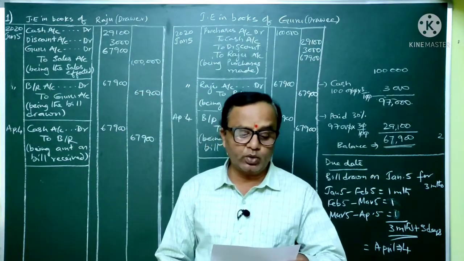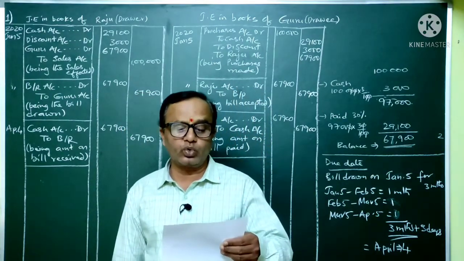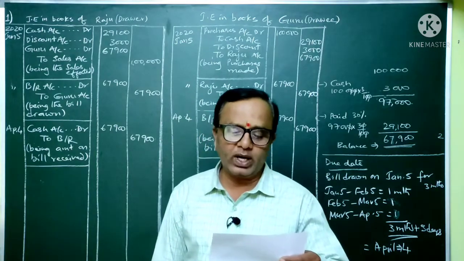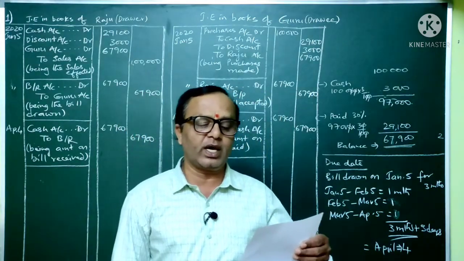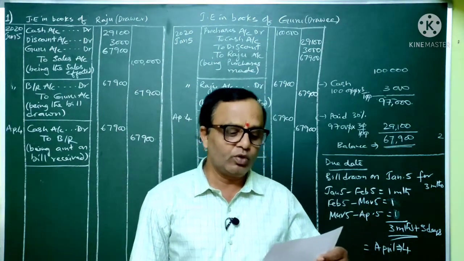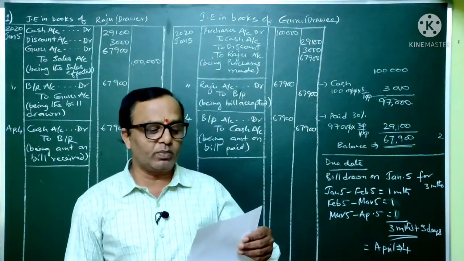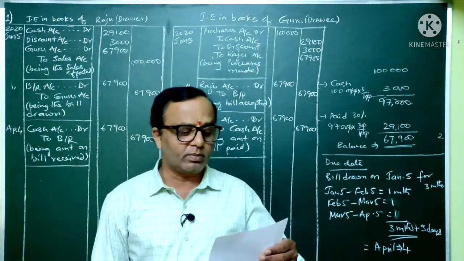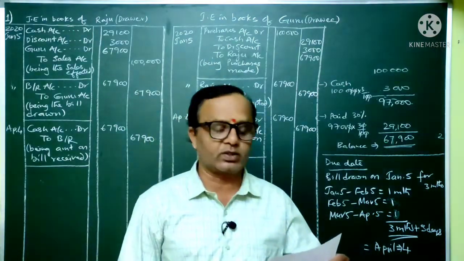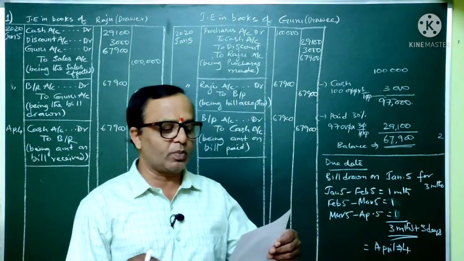On 5th January 2020, Raju sold goods to Guru for rupees 1 lakh. Guru paid 30% cash immediately after deducting cash discount of 3%. For the balance, Raju drew a bill payable after 3 months. On the due date, the bill was honored. Pass journal entries in the books of both the parties. So it is a very simple, straightforward problem.